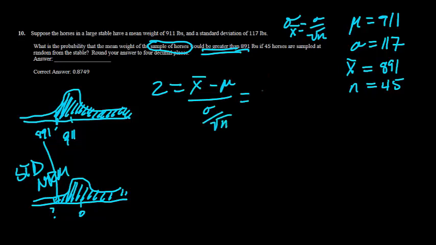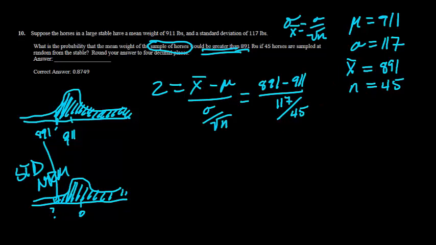And that looks like 891 minus 911 over standard deviation 117. Sigma is 117. It's very nice when you can just grab it. Over 45, and it's already written out. Excellent. Let's go get our fancy calculator.